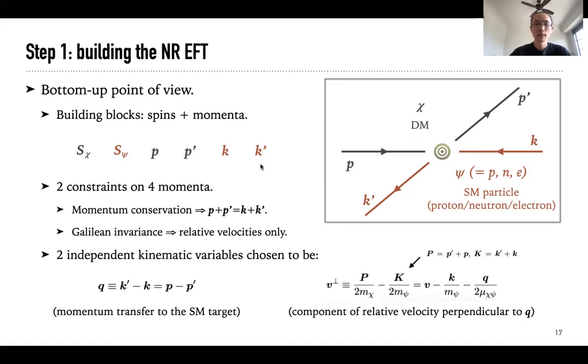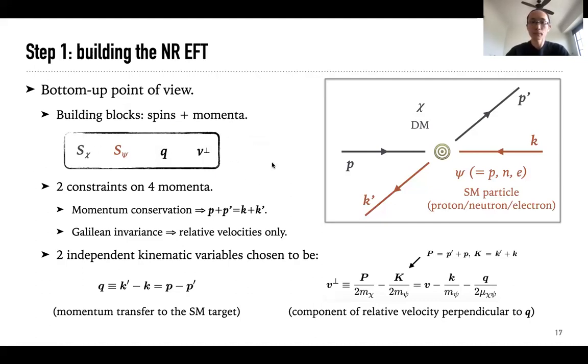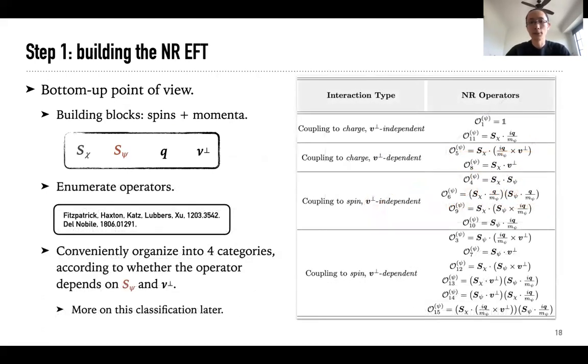But we have to keep in mind that there are two constraints on the momentum from momentum conservation and Galilean invariance. So this reduces the independent kinematic variables to two, which are usually chosen to be the momentum transfer q and this parameter called v perp. This is the component of the relative velocity perpendicular to q. So we're gonna use this set of IR degrees of freedom to build up the operators. But of course, the procedure is already well known from previous studies from Fitzpatrick and others in the previous literature.